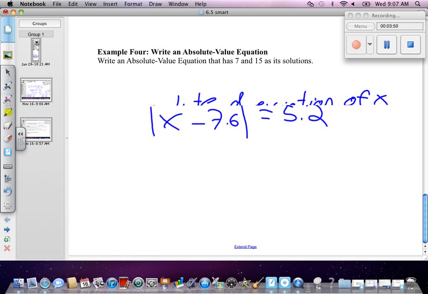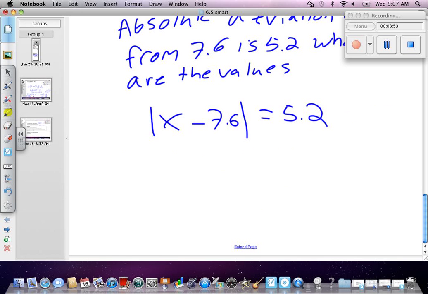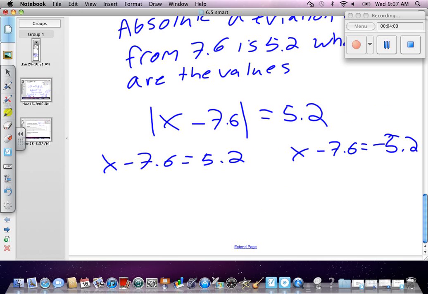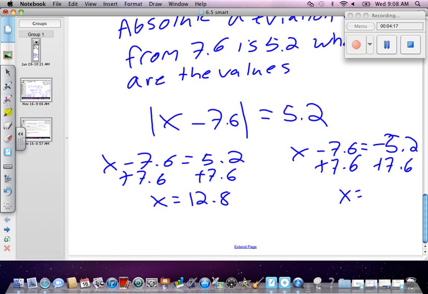Okay? And then we just split it. We get x minus 7.6 equals 5.2, and x minus 7.6 equals negative 5.2. Then we just add 7.6 to both sides. And x equals 12.8. We add 7.6 over here, and we get x equals 2.4.